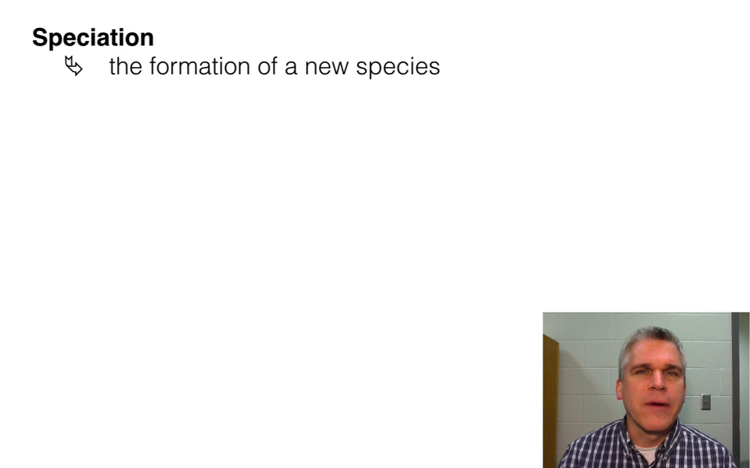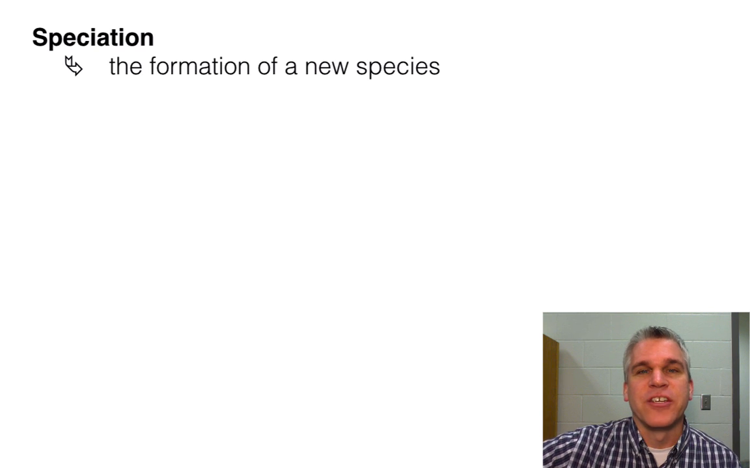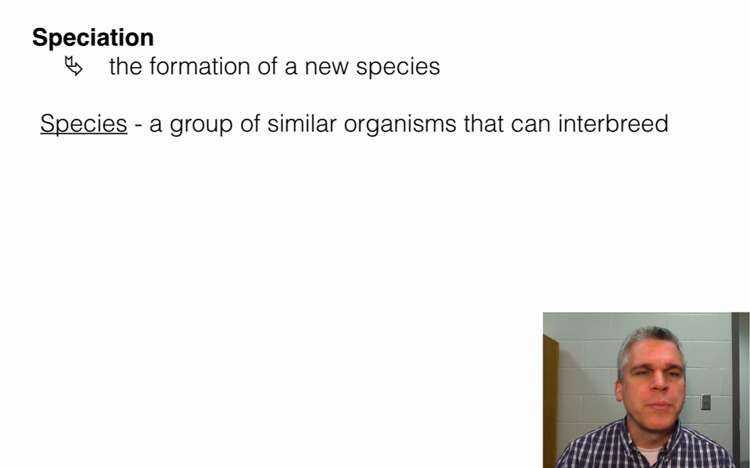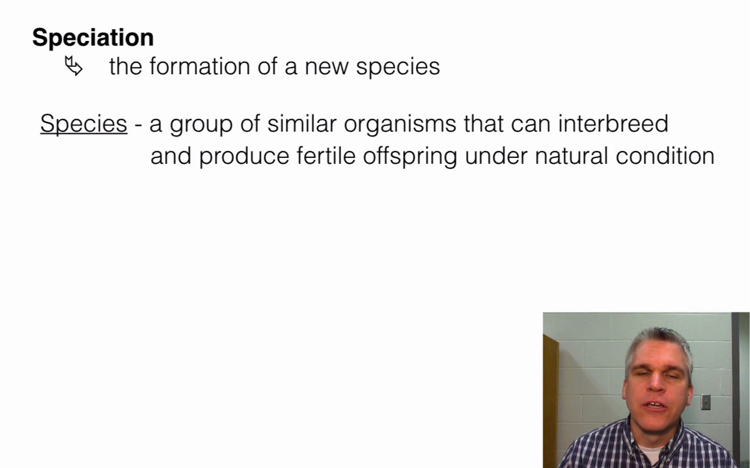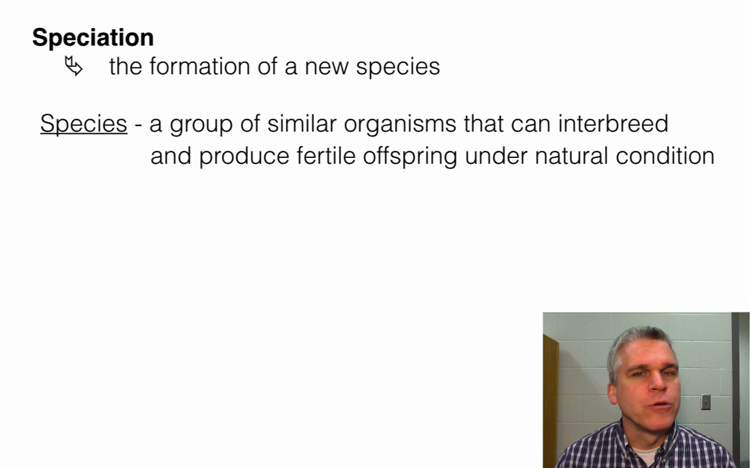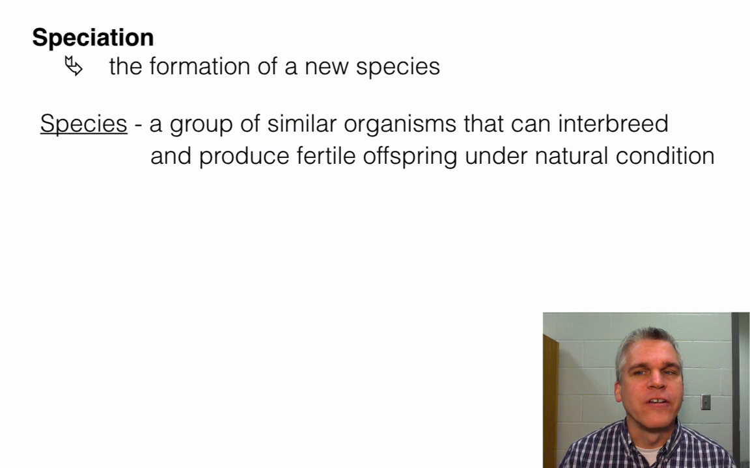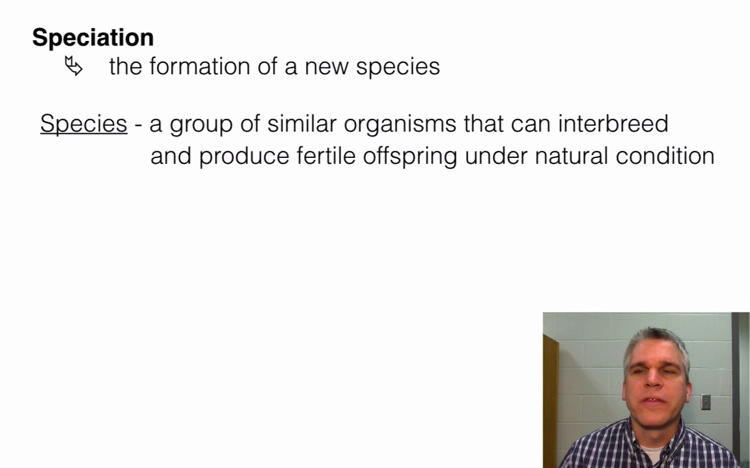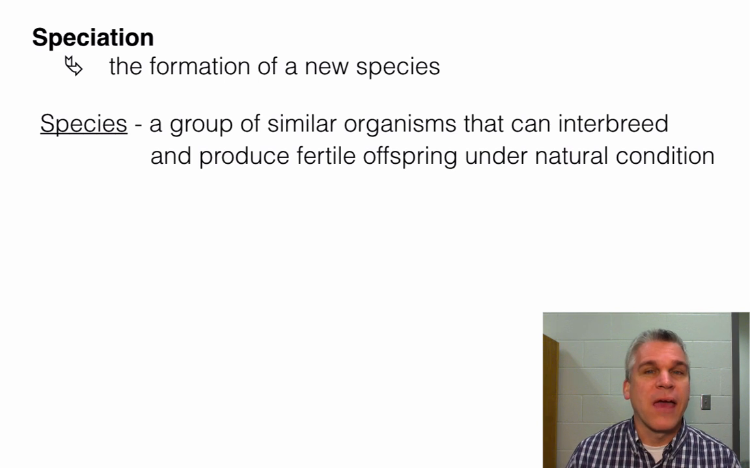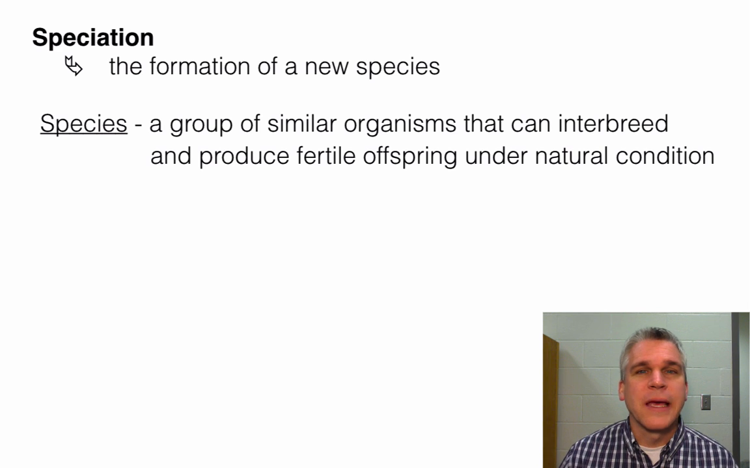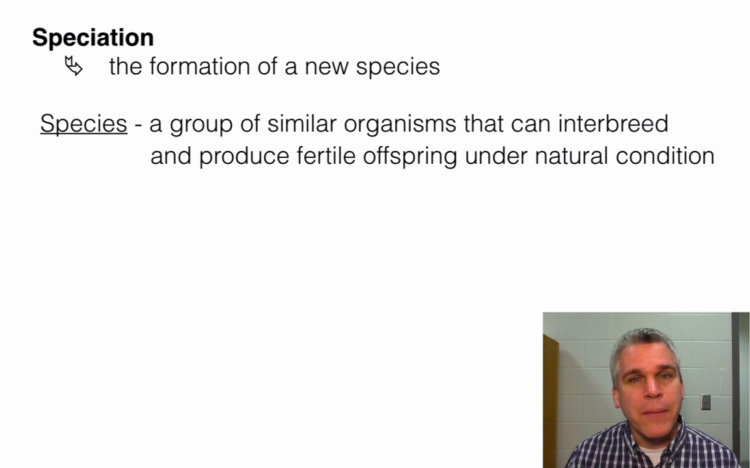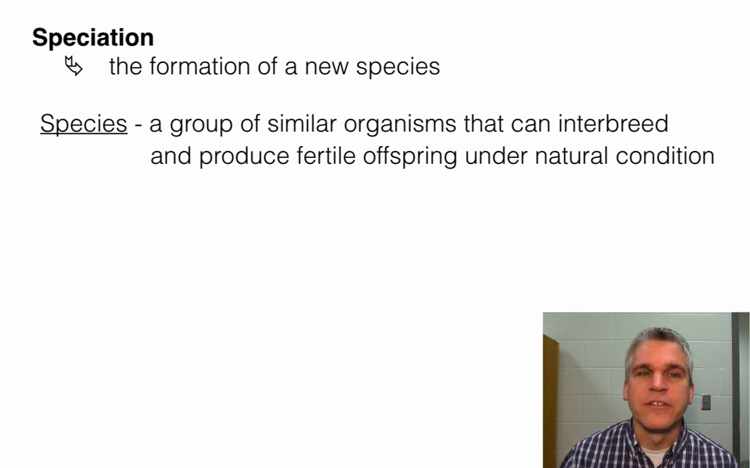Before we start talking about how this can happen, though, we need to get a definition of exactly what a species is. A species is defined as a group of similar organisms that can interbreed and produce fertile offspring under natural conditions. In other words, they would have to be able to mate, and those offspring would also have to be able to mate as well. Sometimes all these conditions are not met, and if they're not met, then they would be considered different species.